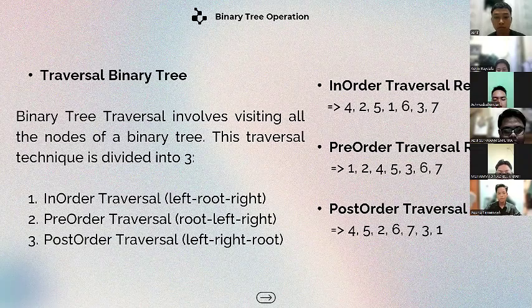There are three steps in post-order binary tree traversal. 1, left branch. 2, right branch. 3, root. First, we check the left branch, which is the number 4. Second, we check the right branch, which is the number 5. Third, turn it up, that is, the number 2 becomes the root, so we input the number 2.